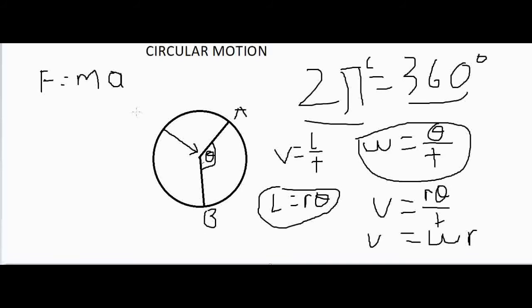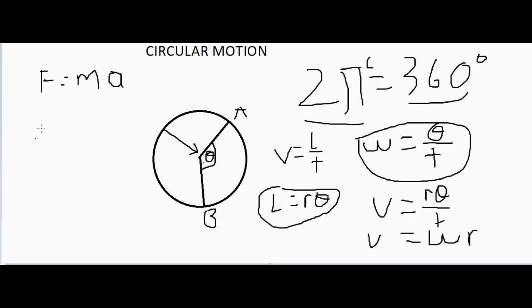Now, note, a body could be moving at a constant speed around the circle, but its velocity is always changing. Because velocity is a vector quantity, as you move around the circle it constantly changes direction, so its velocity changes, giving it an acceleration.